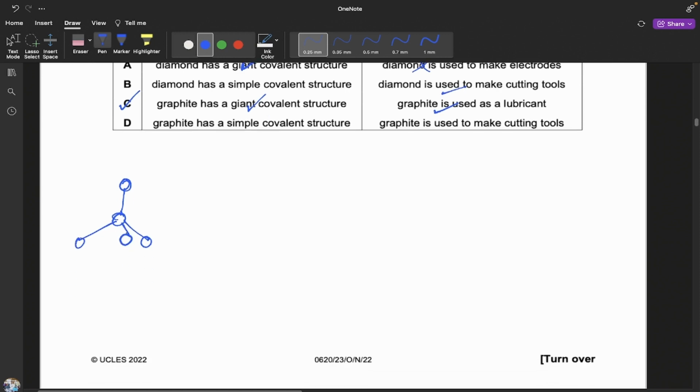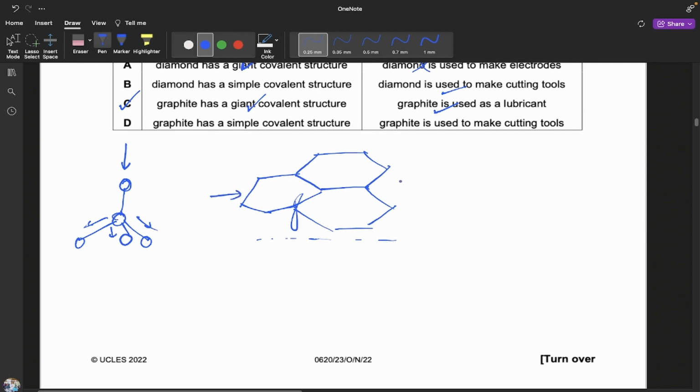different carbon atoms. So once I give a force here, this force is distributed among the other atoms, so it is much stronger. When it comes to graphite, it's layered. It's like this. Below this there is also a single layer like this, and they are held by weak forces. So once you give a force to the top layer, the layers will slide easily. So this is what makes a good lubricant.